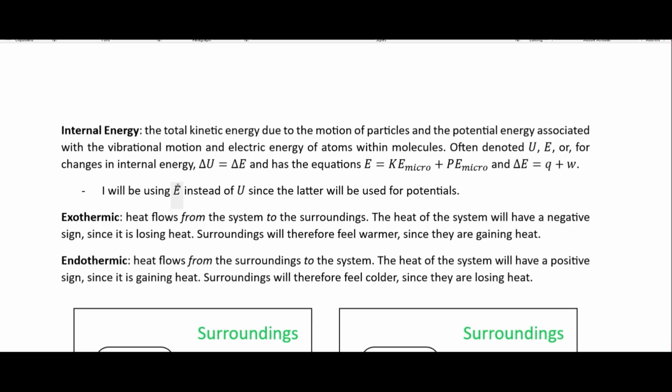What you'll notice here is that I'm going to be using E for the internal energy instead of U, even though U is quite often the more common one, especially if you've taken general chemistry. They have probably almost certainly used U. But the reason for this is because we're going to be using U for various potentials, and the textbooks I'm using for this both use E for the internal energy. And so I will be using the E for the internal energy here.